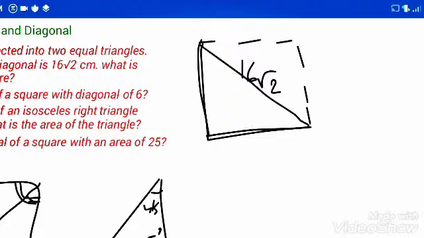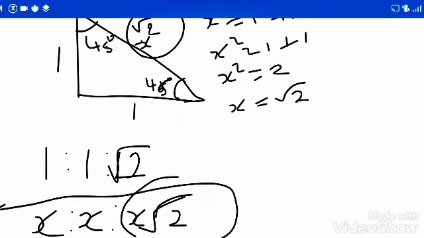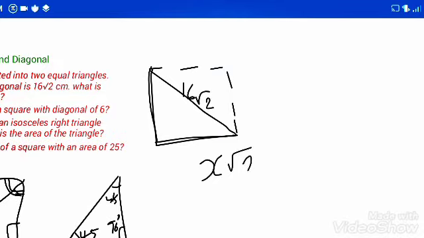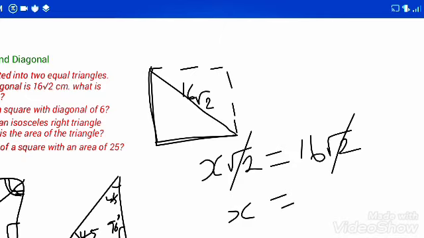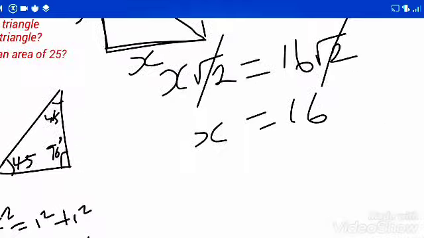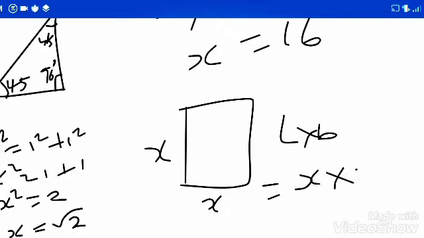We've already noted that the diagonal is always x root 2. So using that, we have x root 2 is equal to 16 root 2. When we divide both sides by root 2, this will cancel this. We have that x is equal to 16. So this part is x, this part is x. Now the question is, what is the area? The area of a square is length times breadth, which is x times x, and that's 16 times 16.